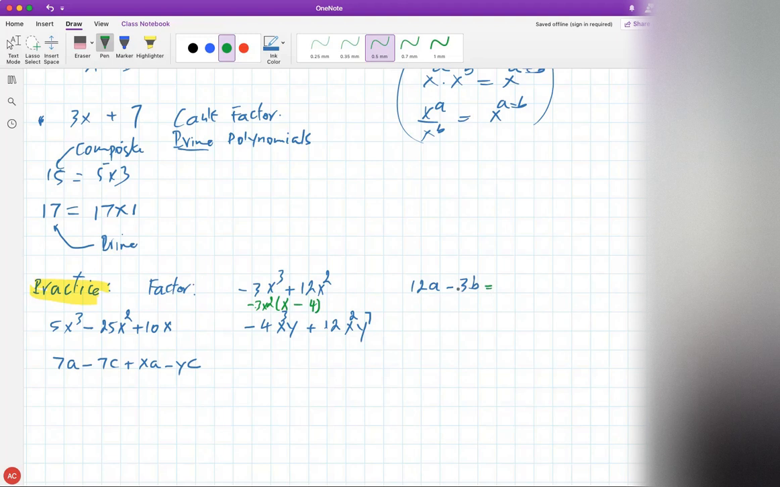Next one, what is the common factor here? Only 3 is common, so we're going to write 3. And again, divide both of these by 3. 12a divided by 3 would be 4a minus, again, 3b divided by 3 would be b. That's it. And you can check your factoring easily by distributing. You should get back to this. 1b is fine. You can say b or 1b.